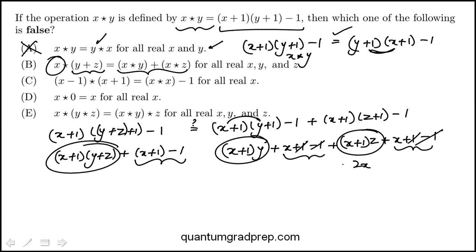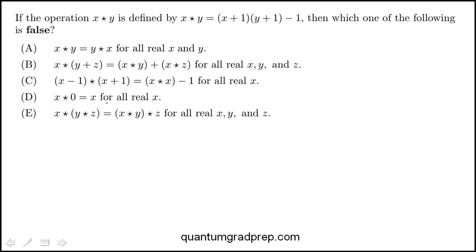This is 2x here, whereas you have only x here. So they're clearly not the same. So the answer is B. Now we're going to do the remaining ones as well.